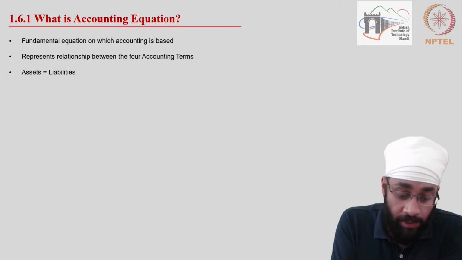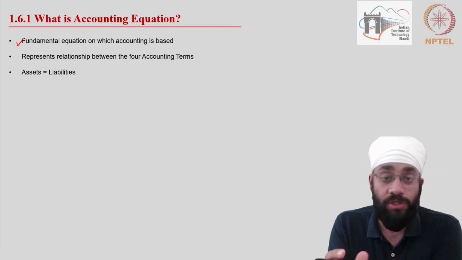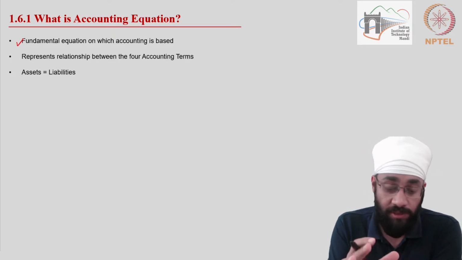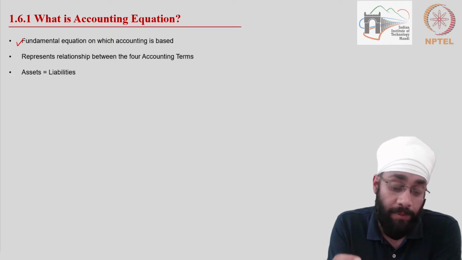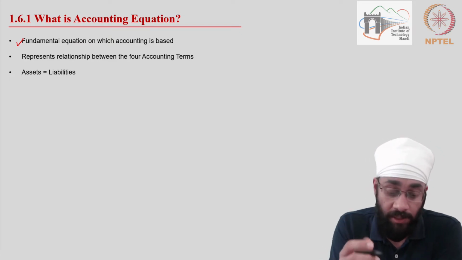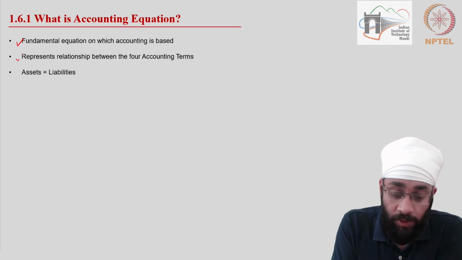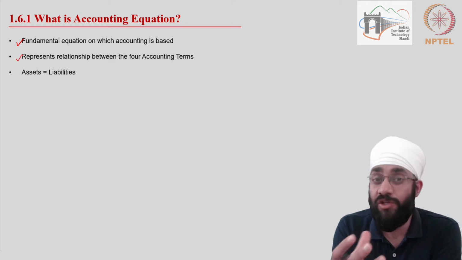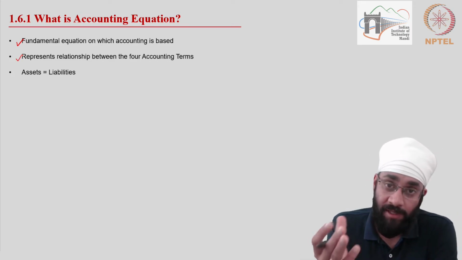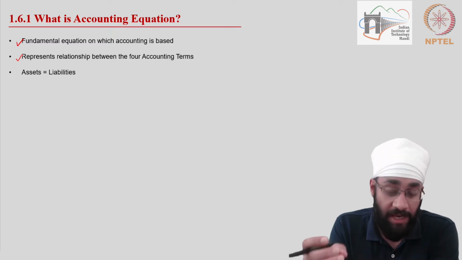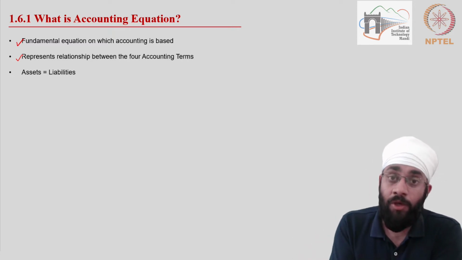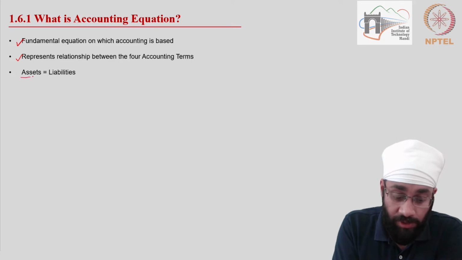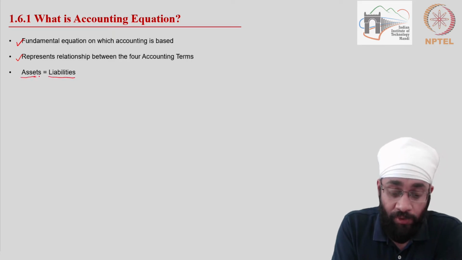All right. So as I said, this is a fundamental equation. Based upon this, the whole process, all the books of accounts are going to be prepared. And this equation represents the relationship between the four terms: assets, liabilities, incomes, and expenses. And what is the equation? The equation is that assets are equal to liabilities.